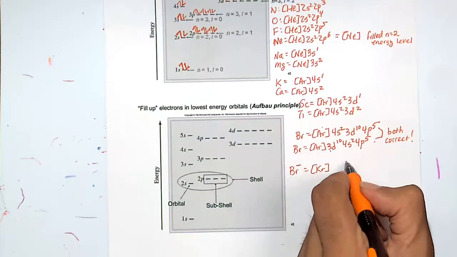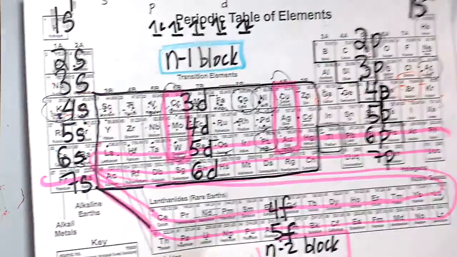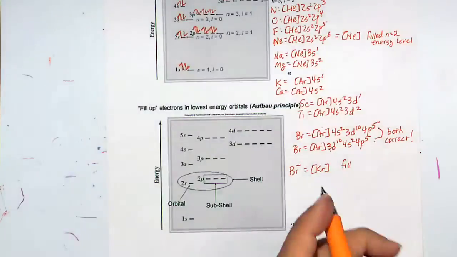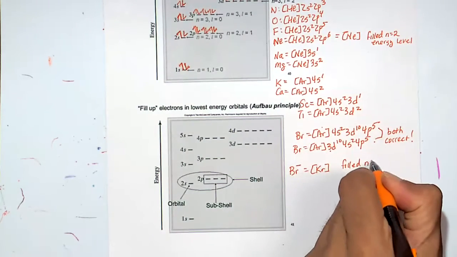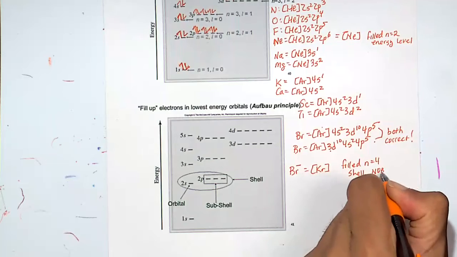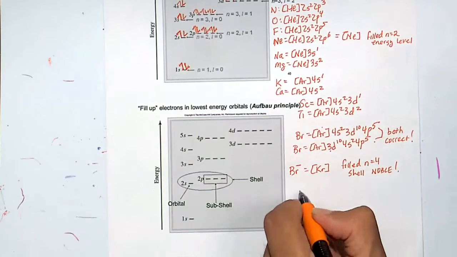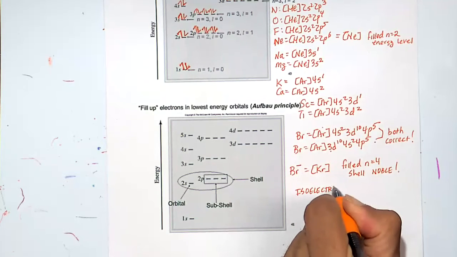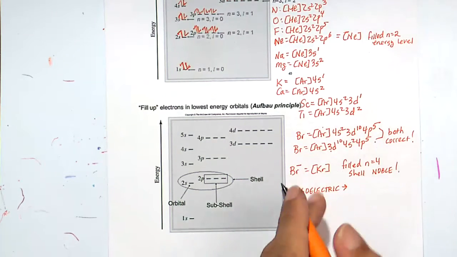It's a filled n equals 4 shell. 1, 2, 3, 4. Yeah, filled n equals 4 shell. Okay, noble. Okay, we also call this isoelectronic. Okay, isoelectronic means same electron configuration.